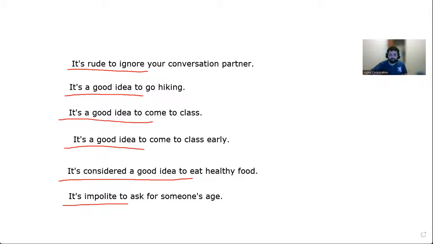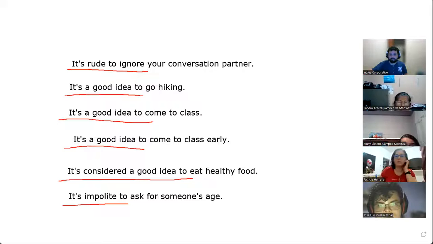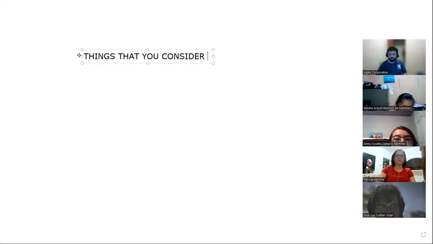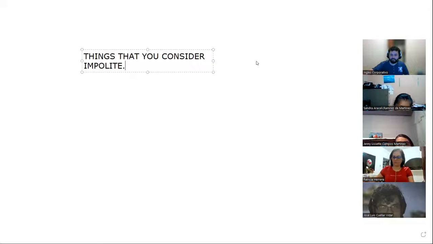Do me a favor, guys. We're going to try activity number one, and activity number one will be this. I want you to get in couples and talk about things that you consider impolite, okay? So let's get in couples, guys. I'm going to open the breakout sessions and you're going to talk about things that you consider impolite, okay?